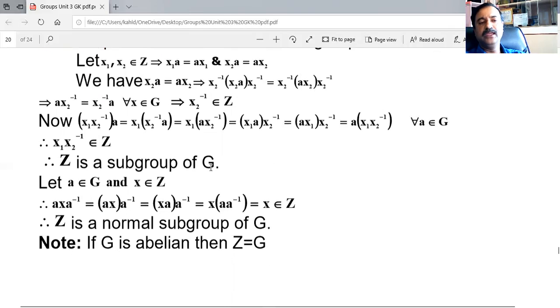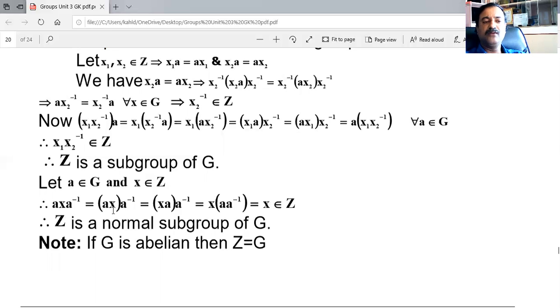Now we are going to the next normality condition. For that, I am taking A belongs to G and X is in Z. Then what happens? AXA inverse. I am testing AXA inverse. Because if you observe, X belongs to Z means X is satisfying the abelian law with an element in G. Is it right? What is the element in G? A. X is satisfying the abelian law with A. That means XA is equal to AX.